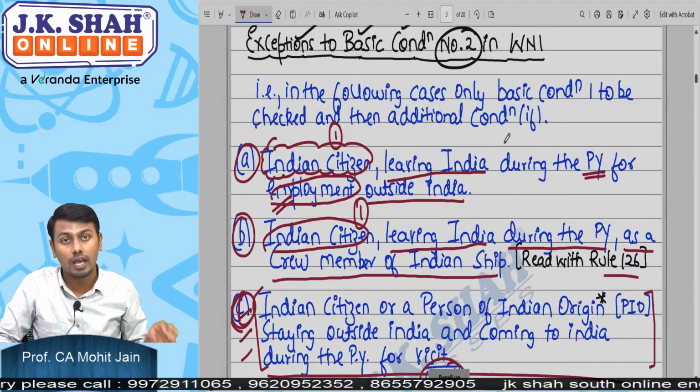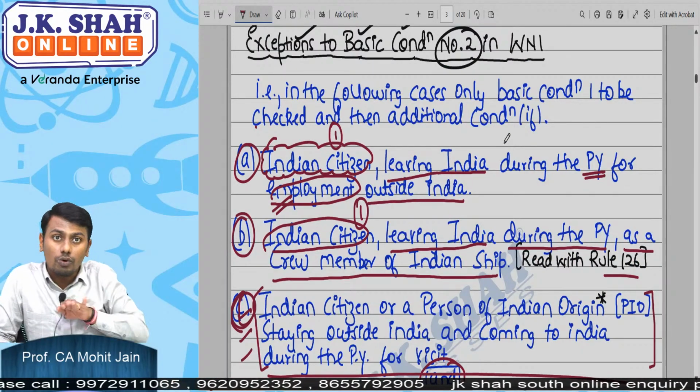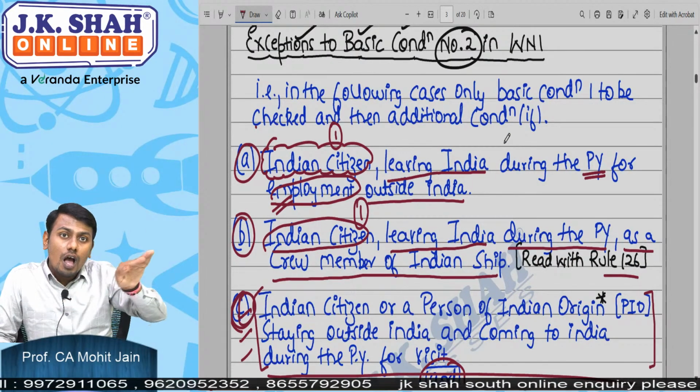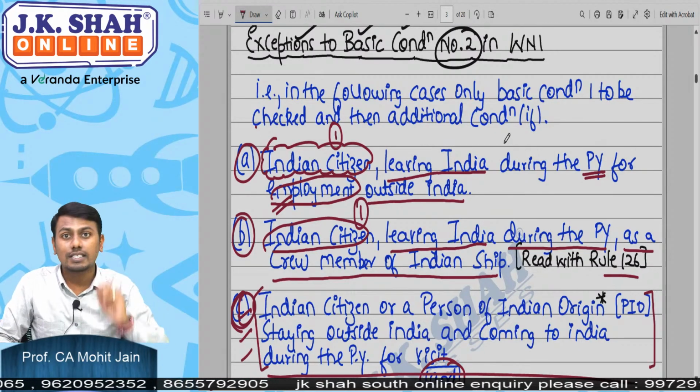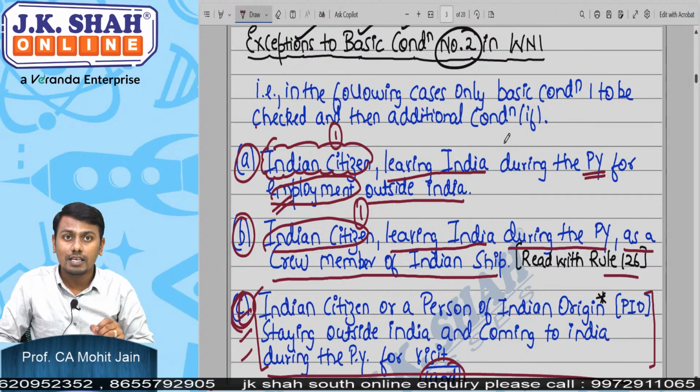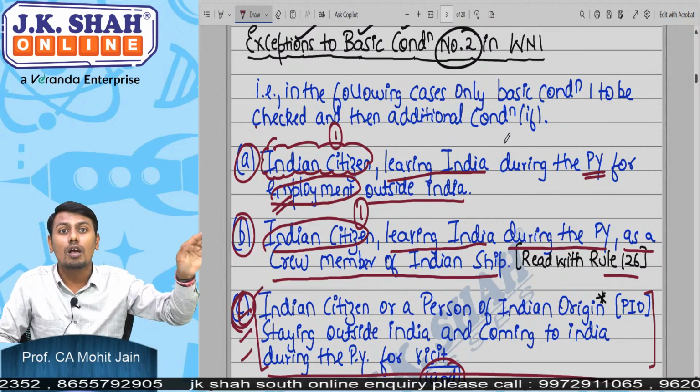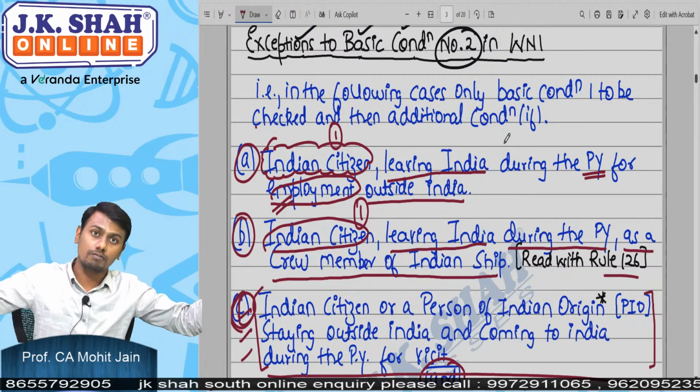What is point number A and B? If you are an Indian citizen leaving outside India for the purpose of employment outside India. Then what is the second exception? You are an Indian citizen who is leaving India as a crew member of an Indian ship. Khatam. There is no bifurcation.